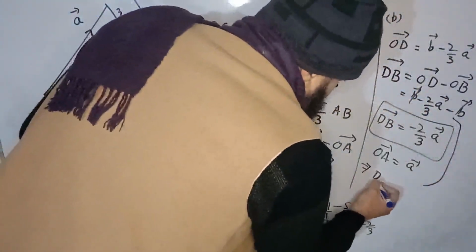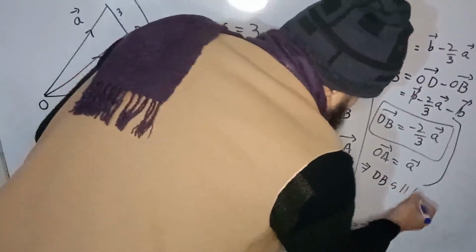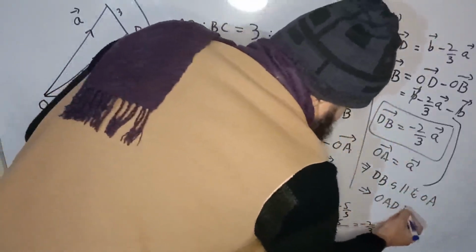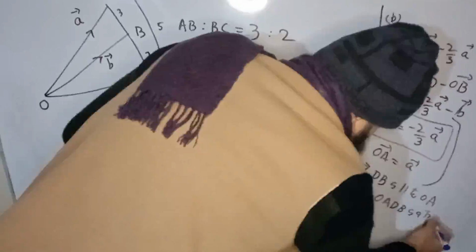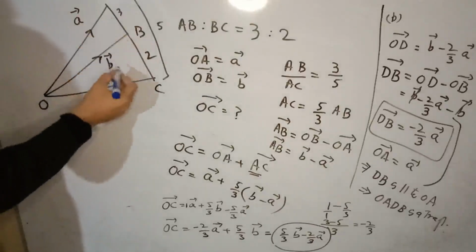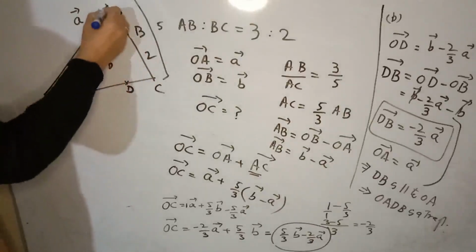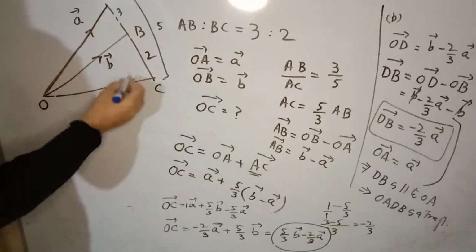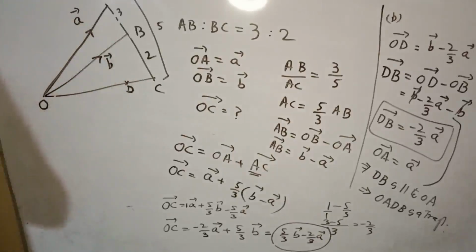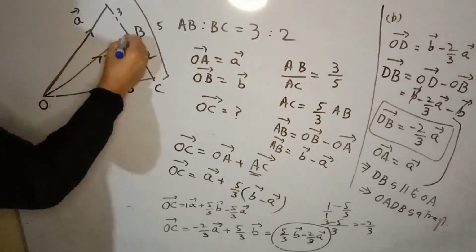So this shows that DB is parallel to OA, which implies that OABD is a trapezium because two sides are parallel and the other two sides, OABD, like this.